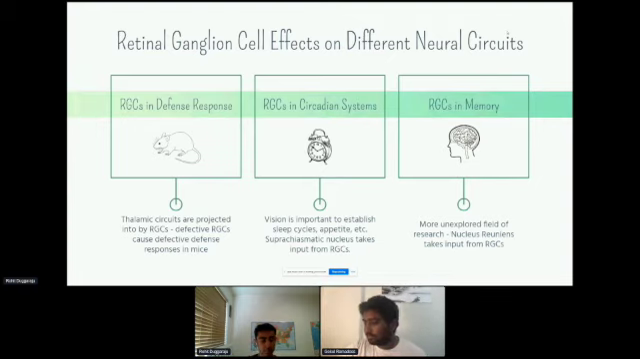Circadian rhythm, or your body clock as many call it, is also heavily dependent on vision. Seeing daylight or other stimuli heavily affects your body's sleep cycles and appetite. The suprachiasmatic nucleus, a part of the brain that communicates directly to sleep hormone glands, also takes direct input from RGCs. Now lastly, memory is a system where the role of RGCs is largely a mystery.